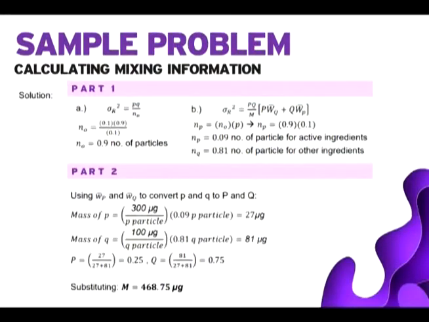So since we are given the mean masses by number of particles of the two components, we use that to convert our small letters p and q, which is our proportion of the two components, to big letters P and Q, which is the mass fraction.